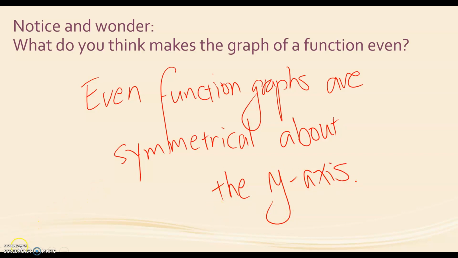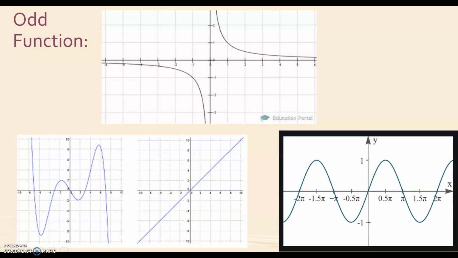Alright, so if there are even functions, there must be odd functions. Let's take a look at these odd functions. Again, this is a rational function right here. This is a polynomial, and it's about a 5th degree polynomial. We know this is a linear, which is a 1st degree polynomial, and this graph right here actually looks a lot like a sine graph.